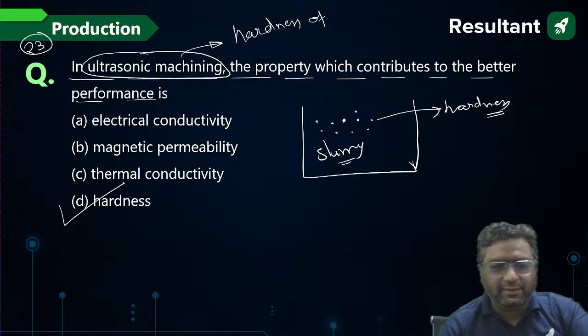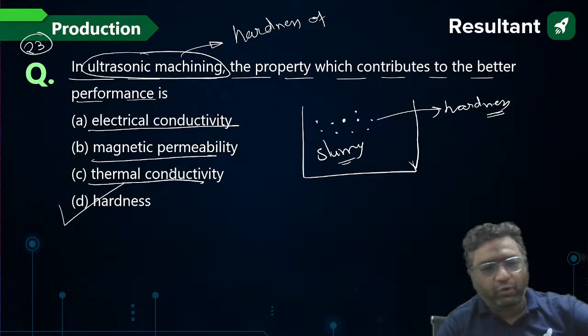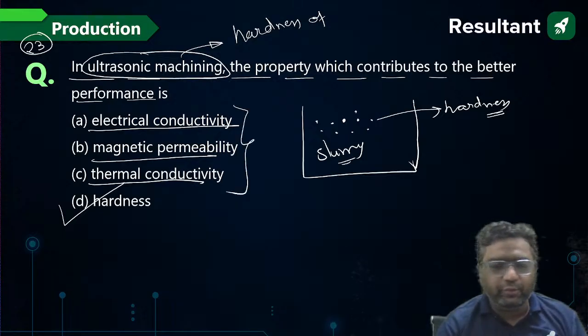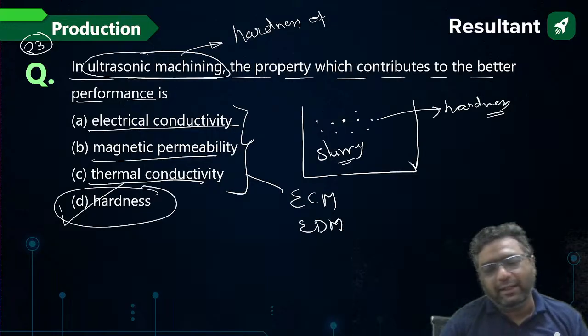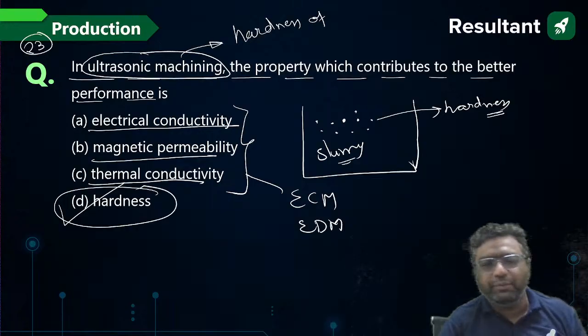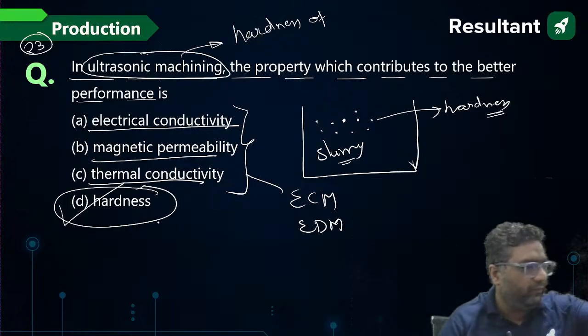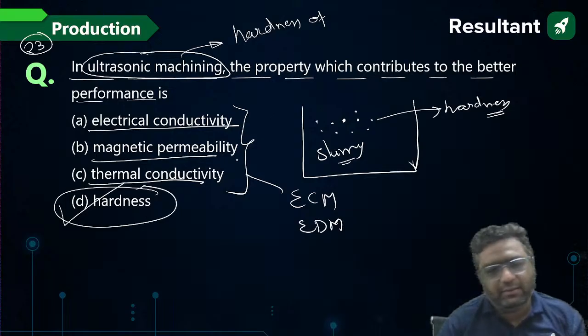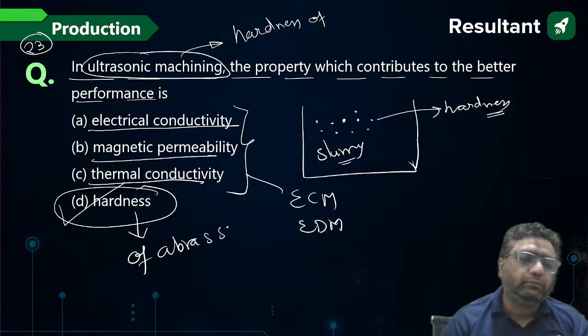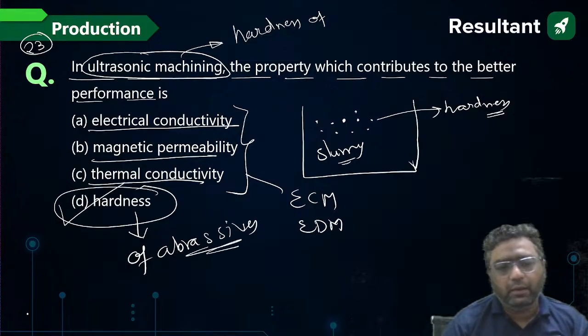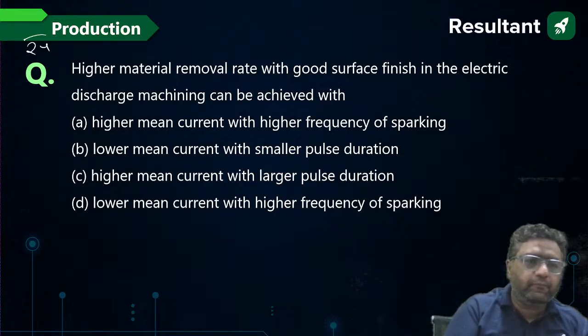So answer is hardness. Because electrical conductivity, magnetic permeability, thermal conductivity are not going to be used in USM. They are going to be used in ECM and EDM. Here hardness of cutting tools, or you can say the edges of the grit particles, grains is going to be the important thing. Abrasives, yes. So we are talking about hardness of abrasive particles. Moving to question number 24.